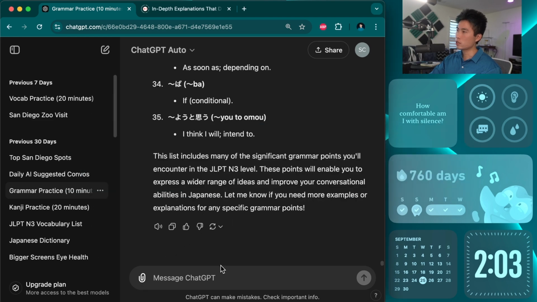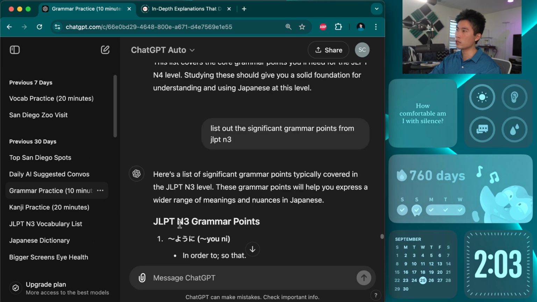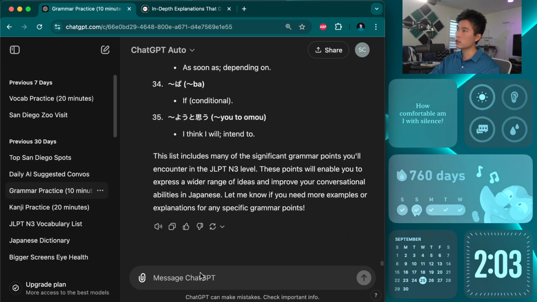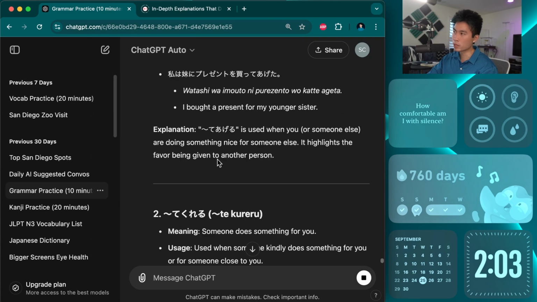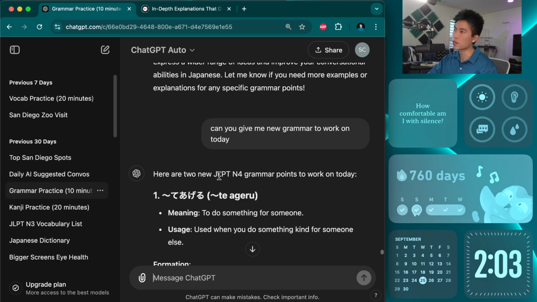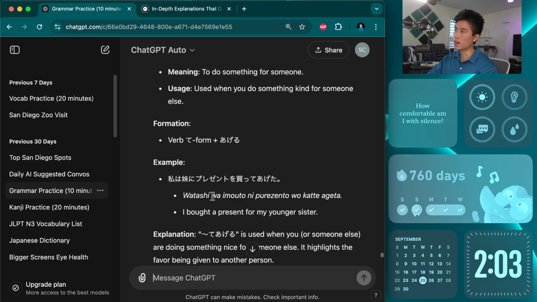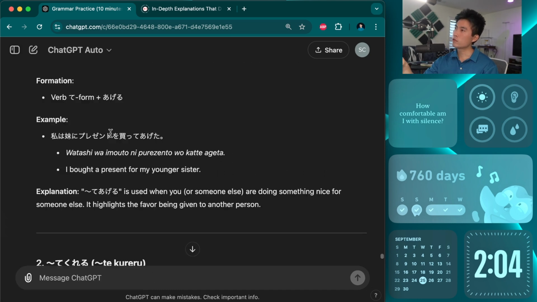So, ChatGPT right now for grammar. I asked it to list JLPT N3 stuff, but let's continue to do N4 stuff since there are a few of them that I don't know. So I'll just continue with the process. Can you give me new grammar to work on today? Okay, te ageru is something I know already, so we don't need to worry about that one. And te kureru is also something I know. Maybe I'll just do it from JLPT N3 instead, just to avoid wasting time on stuff I already know. But we can just read the examples for fun, I guess.